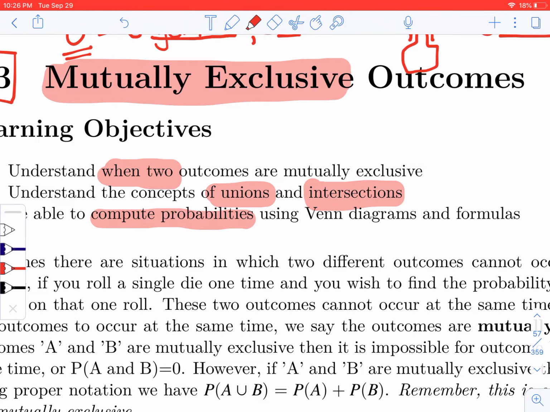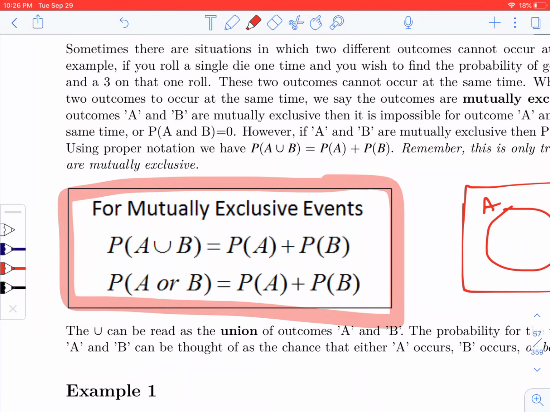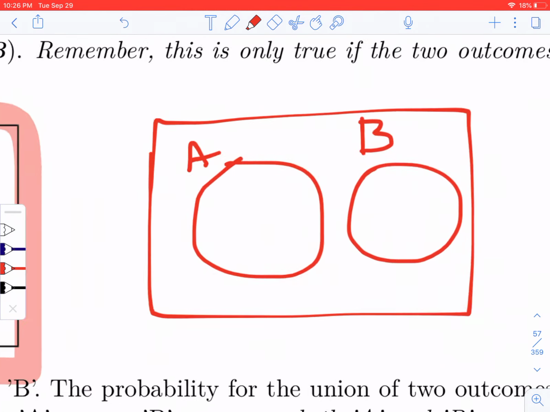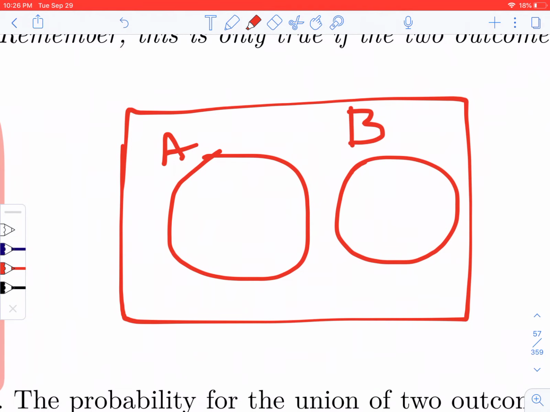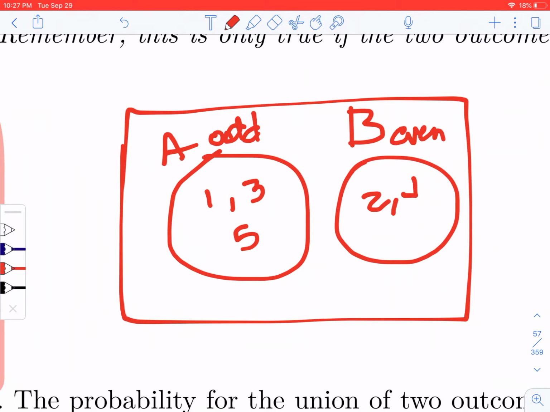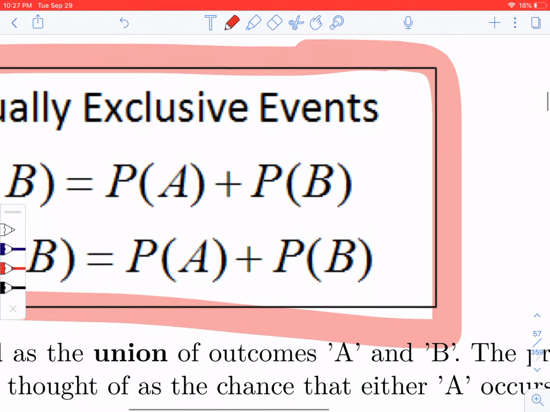So here's our first set of formulas. If things are mutually exclusive, meaning two things which don't have any overlap, so you can see there A and B. You can think of A as, say, the odd numbers, and B as the even numbers. Odd numbers on a die: 1, 3, 5. Even numbers: 2, 4, 6. There's no way that in one roll you could get both of those.